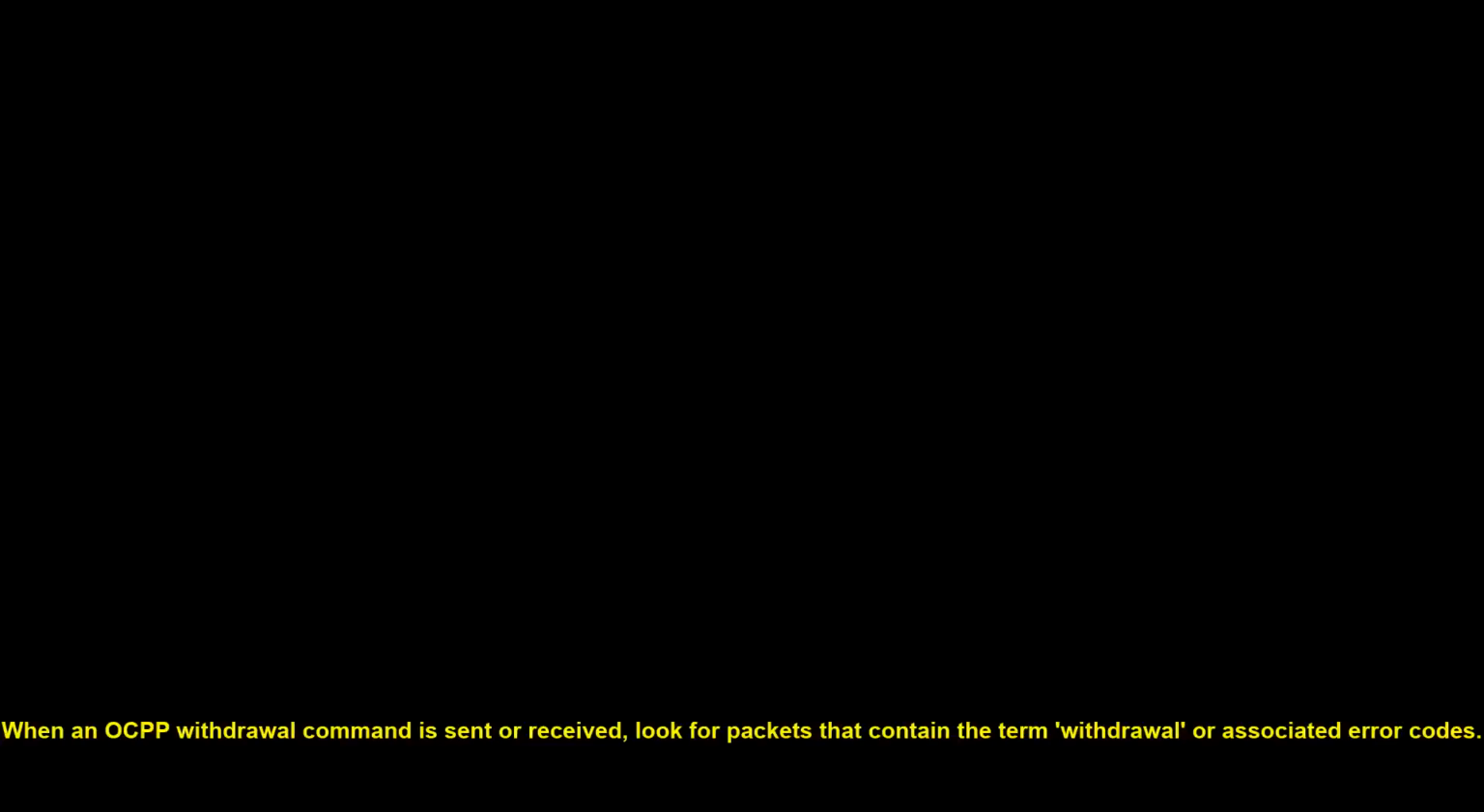When an OCPP withdrawal command is sent or received, look for packets that contain the term withdrawal or associated error codes. Right-click on any packet of interest and choose Follow and then TCP Stream to view the full conversation. This can help you diagnose what exactly happened during the withdrawal process. Take note of any anomalies such as unexpected disconnects or error messages in the stream.